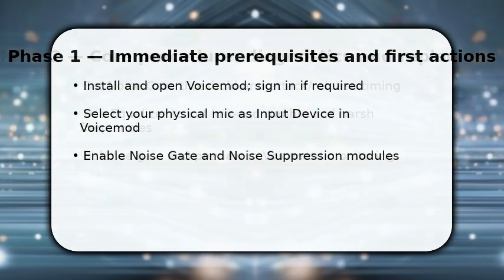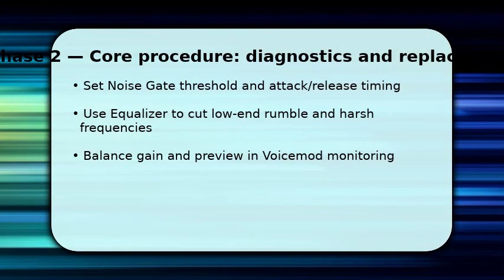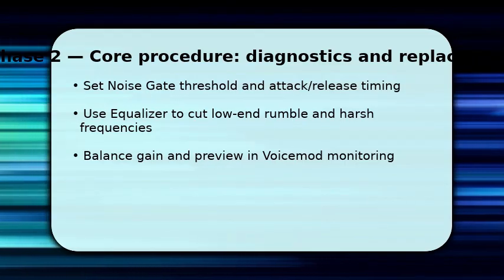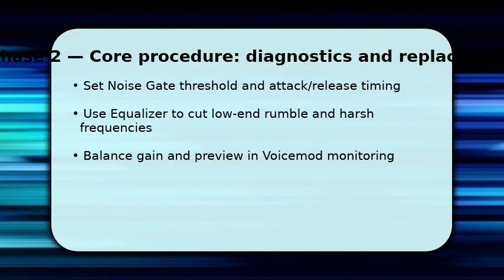You adjust the noise gate threshold so it closes on silence but stays open for speech. Use faster attack and moderate release for natural results. Then apply the equalizer, cut under 80 Hz to remove rumble, notch problem frequencies if sibilance appears, and gently boost presence around 2-4 kHz. Once you've made changes, monitor in Voicemod and tweak gain, so your voice.